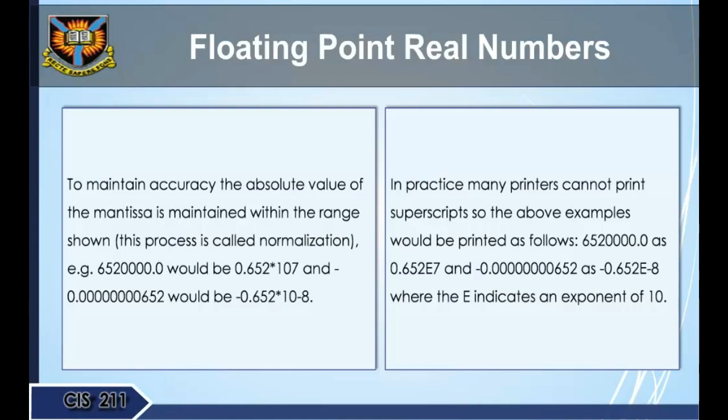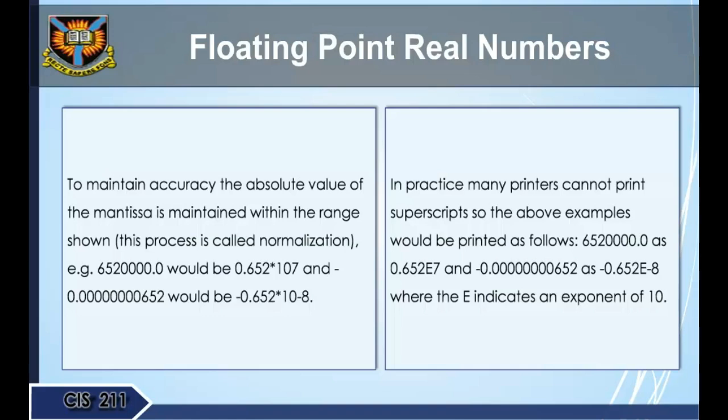To maintain accuracy, the absolute value of the mantissa is maintained within the range shown. This process is called normalization, e.g., 6520000.0 will be 0.652 * 10^7 and minus 0.00000000652 will be minus 0.652 * 10^-8.